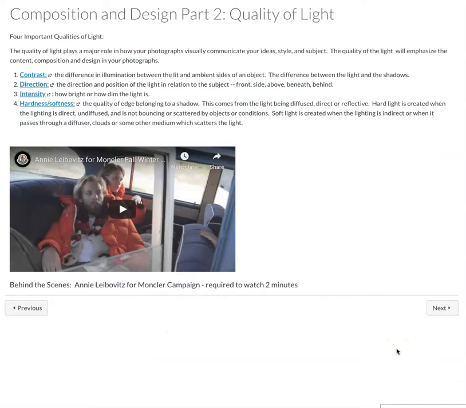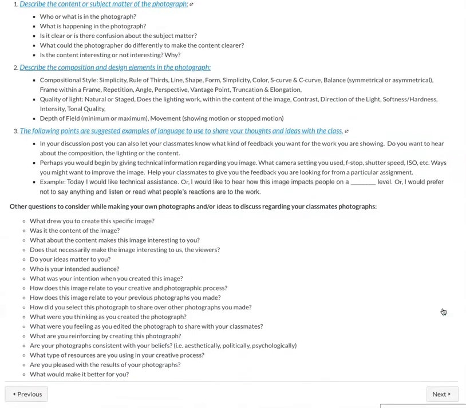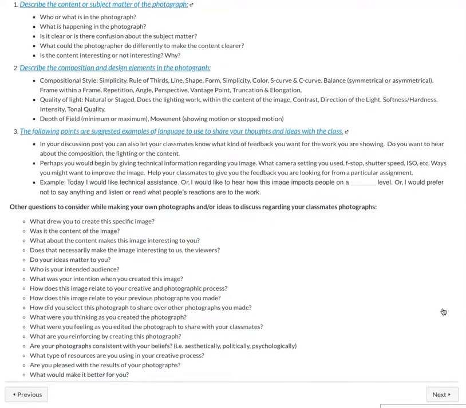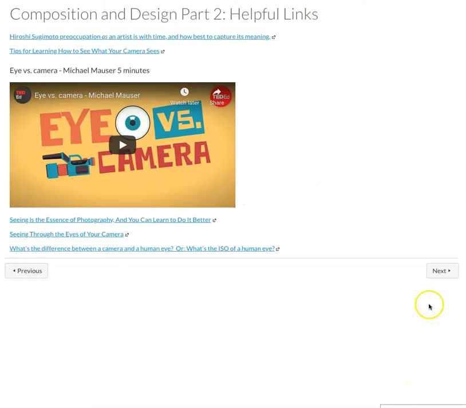I'm going to ask you to talk about and consider the quality of light, and that's also discussed in the lecture. Then there's the critique format. These are just really helpful information for you to consider when you're making your photographs. Something to also think about is who your intended audience is. You might make photographs differently depending upon who is going to be looking at your images. And there's a bunch of helpful links here as well.